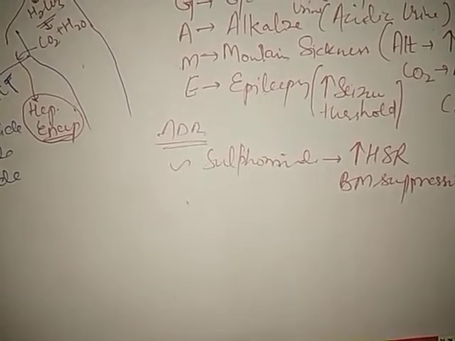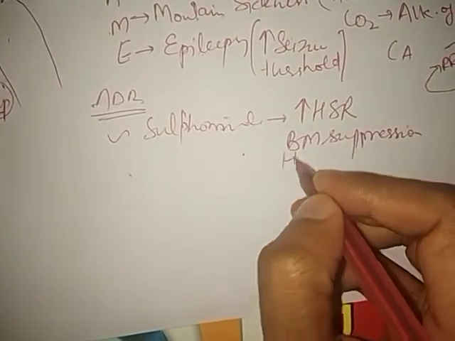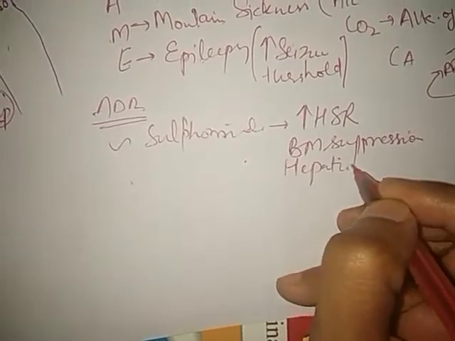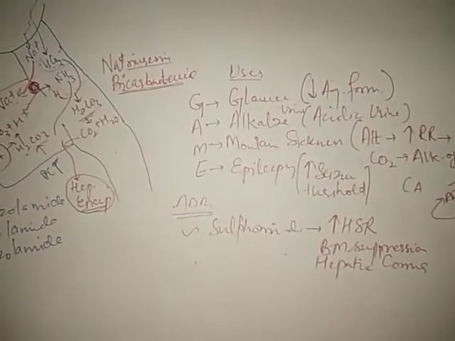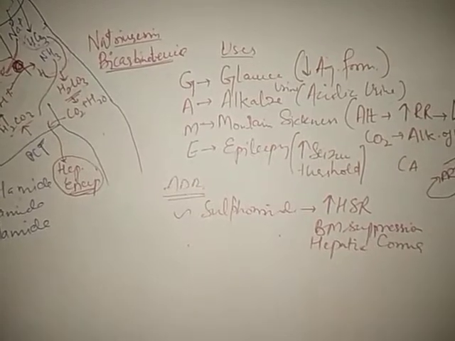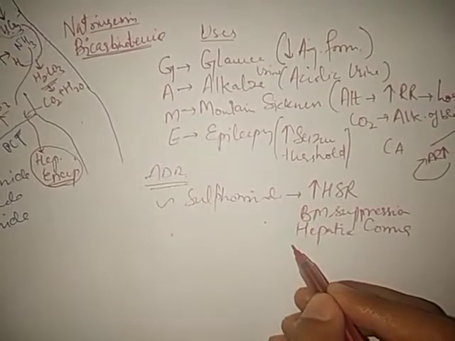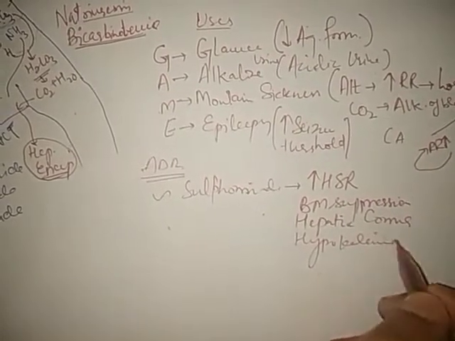Okay, then another adverse effect is hepatic coma. I already explained the mechanism. Okay, so these are the various uses and adverse effects of carbonic anhydrase inhibitors. Another thing, they also cause hypokalemia.